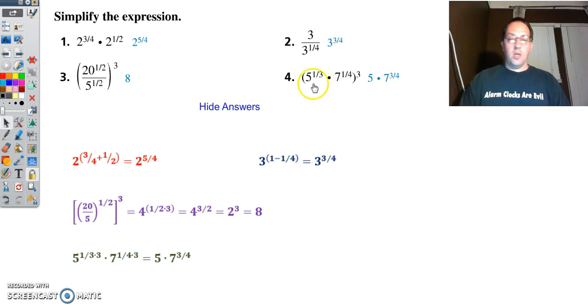So 8. All right, on number 4, bases are different. Our exponents are different. So we're going to have two different things here. And we're going to take them both and cube them. So we cube the first number, we cube the second number. So that means we've got a power raised to a power, so we're going to multiply. 1/3 times 3, 1/4 times 3. Well, 1/3 times 3 is 1, so this is 5 to the 1, which is just 5. And then we have 1/4 times 3, which is 3/4, so this is 7 to the 3/4. And you do leave it looking like that, 5 times 7 to the 3/4 power.